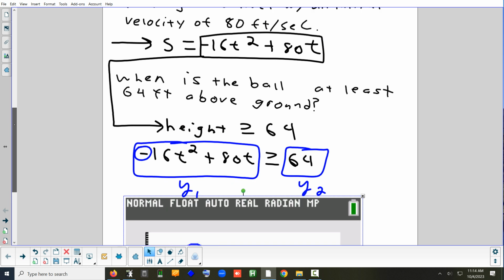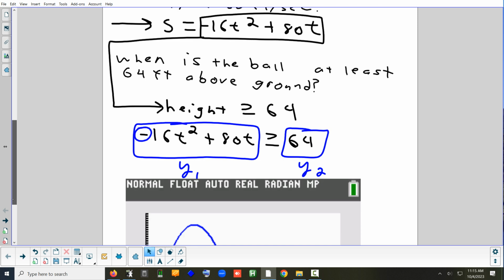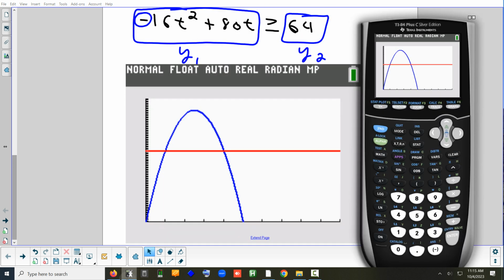Now, when is the ball at least 64 feet above the ground? I was just making sure we were supposed to have the equal to there, and I think we are. If it said when is the ball above 64 feet, then you'd have to take out the equal to, because it can't be 64 if it says above. All right, let's find both of those intersects.